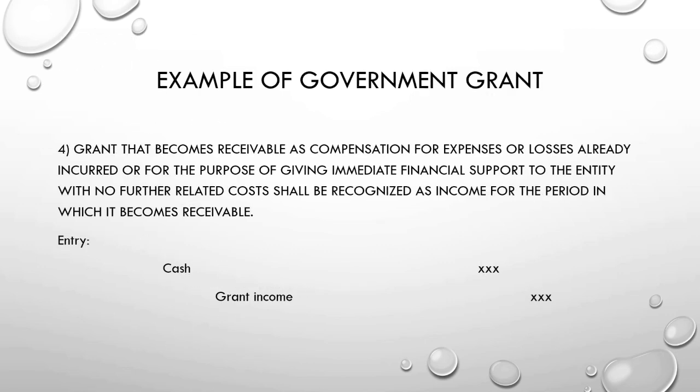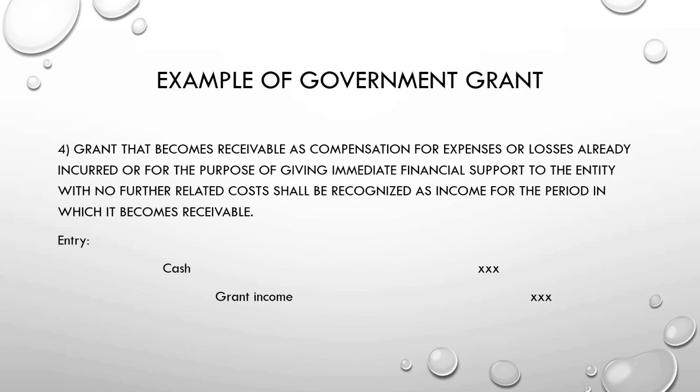The fourth and last example is a grant that becomes receivable as compensation for expenses or losses already incurred, or for the purpose of giving immediate financial support to the entity with no further related cost, which shall be recognized as income for the period in which it becomes receivable.